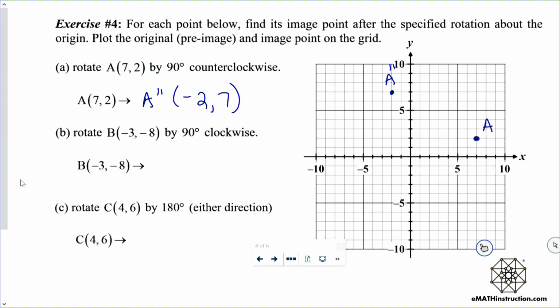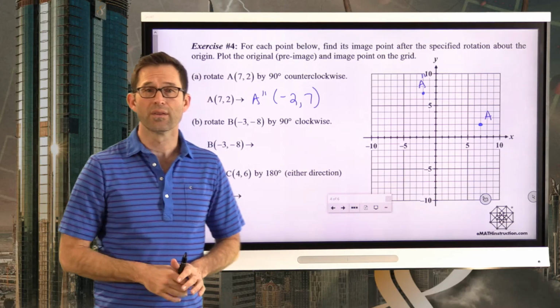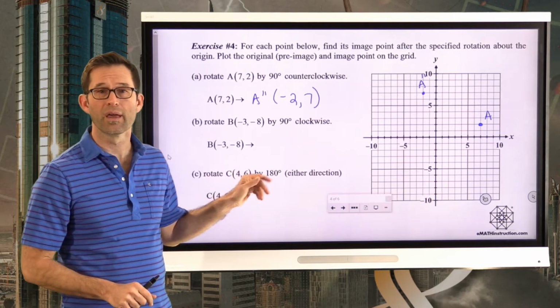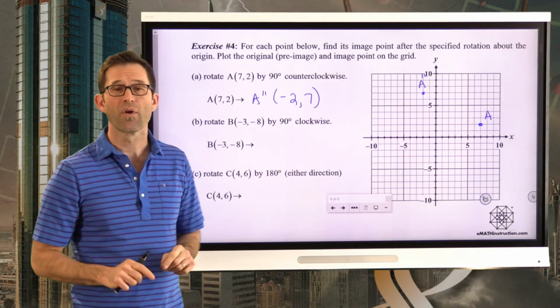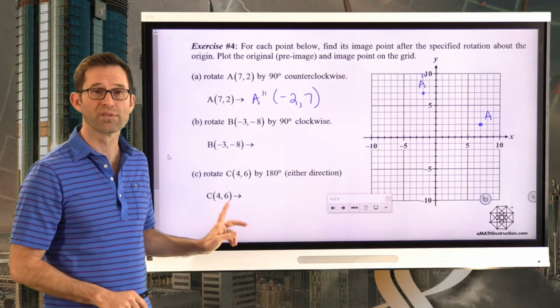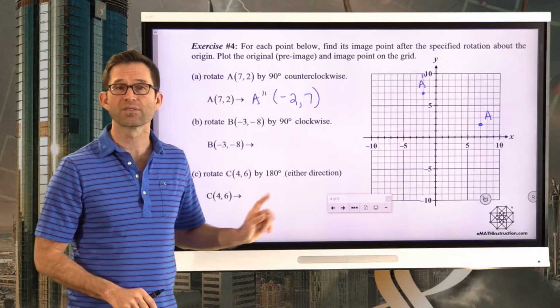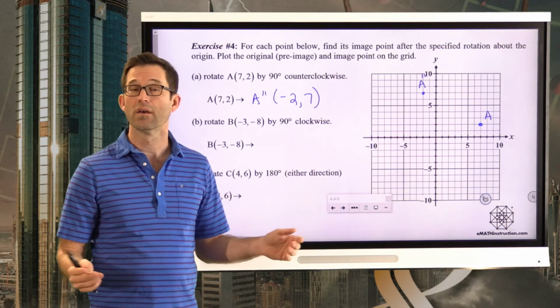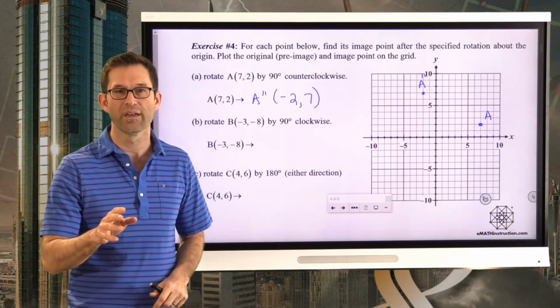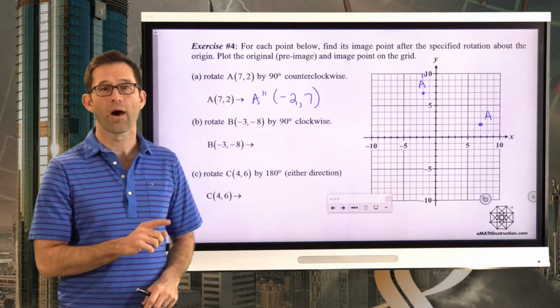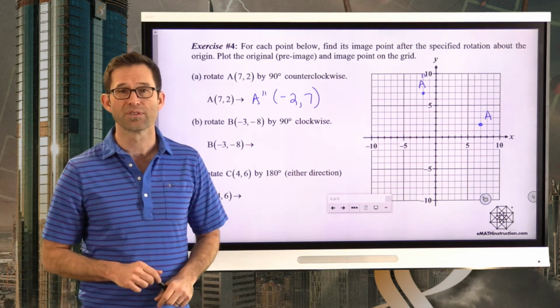All right. What I'd like you to do now is take -3, -8 and rotate it 90 degrees clockwise. See where it goes. And maybe the hardest one, but I'm going to let you play around with this on your own, 4, 6, rotate it by 180 degrees in either direction. And we'll talk about why it doesn't matter which direction I specify in a bit. Pause the video now and work through letter B and letter C.